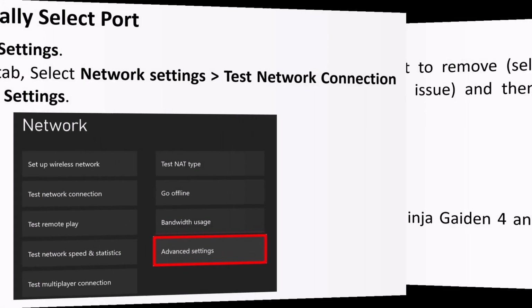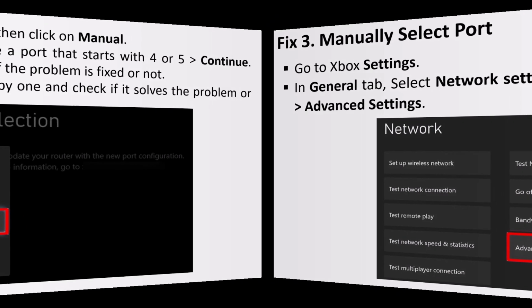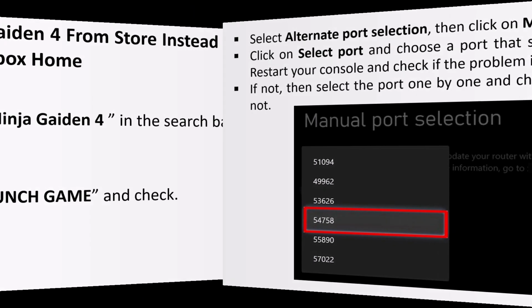Fix 3, manually select port. So go to Xbox settings, in general tab select network settings, test network connection, advanced settings. Select alternate port selection, then click on manual, click on select port and choose a port that starts with 4 or 5, continue. Then restart your console and then check if the problem is fixed or not. If not, then select the port one by one and see which one works for you.